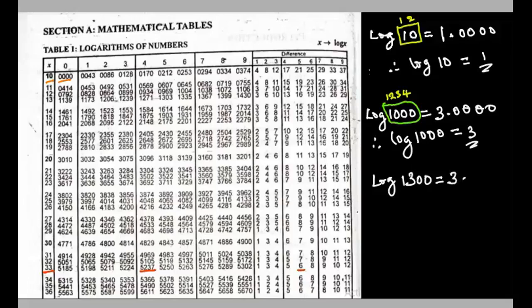Now we don't have 1300 on the table. We don't have 130 either, so I can't use 130. The closest number to make use of is 13 from that same number. So let's look for log 13 under 0. Log 13 under 0 is 1139. And that happens to be our answer for log 1300.